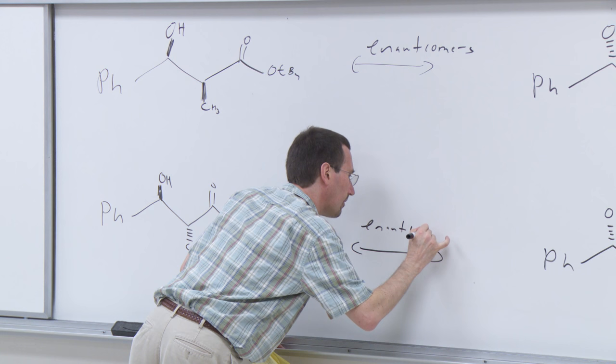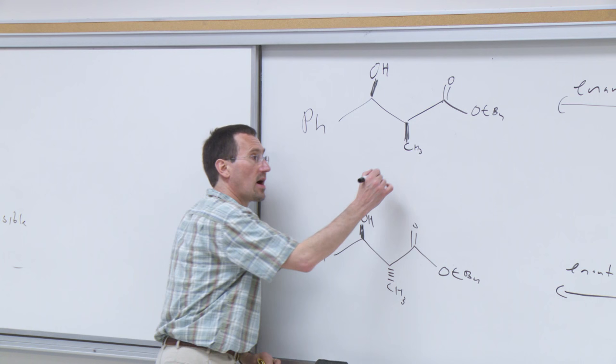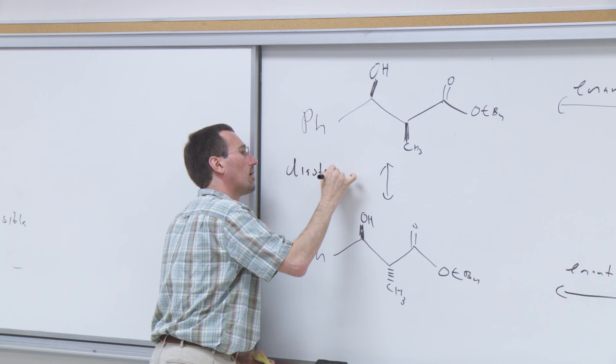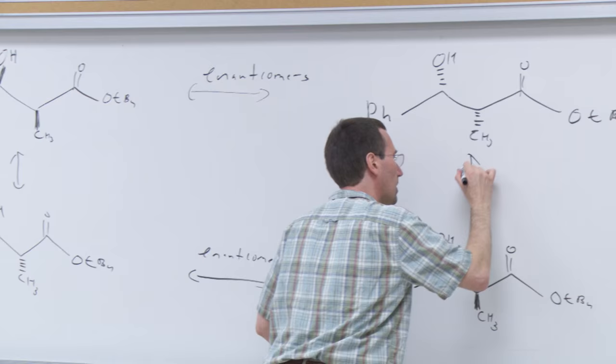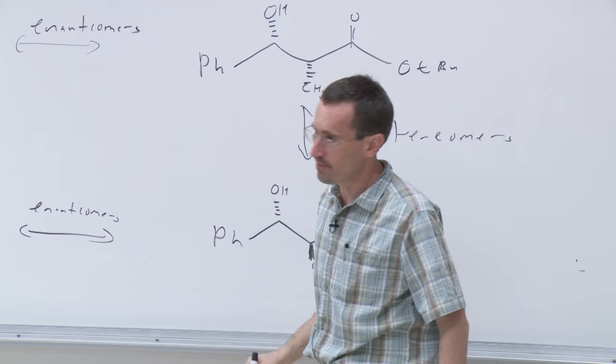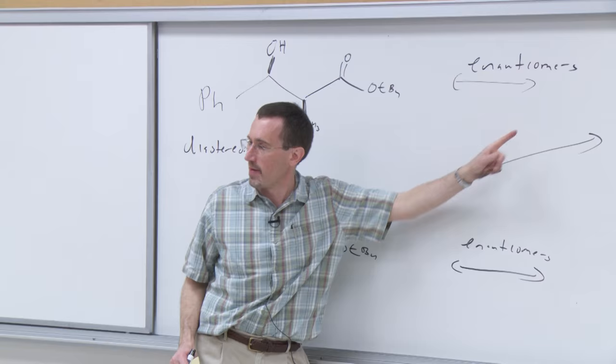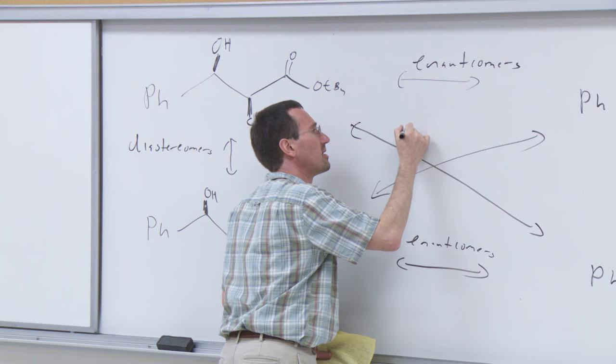What about the relationship between the structure on the upper left and the structure on the lower left? So these two are diastereomers. And ditto, these two as well. And if I want to complete all of the interrelationships, I can just fill in two more arrows and say the molecule on the bottom left is also a diastereomer of the molecule on the bottom right, and ditto for the top left and the bottom right. In other words, these are diastereomers as well.